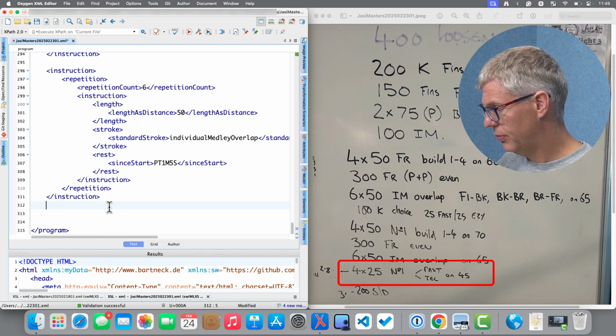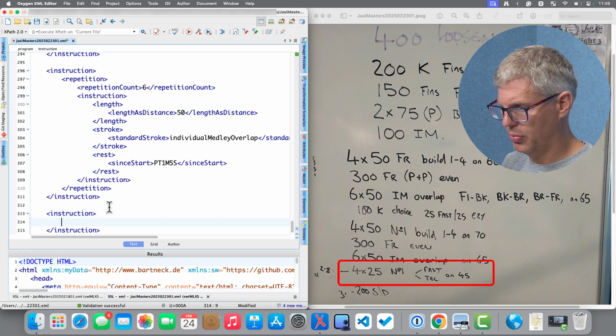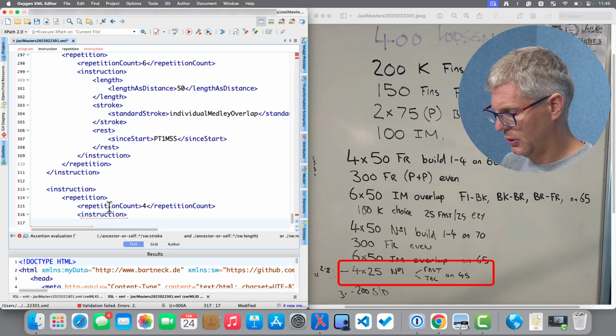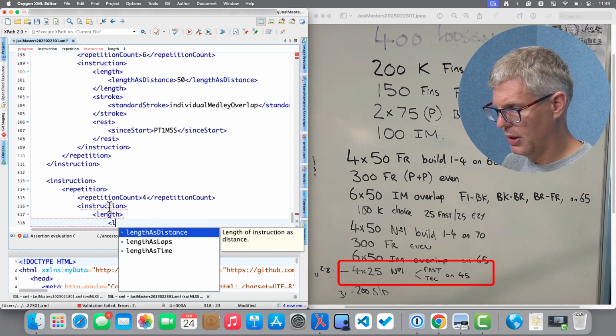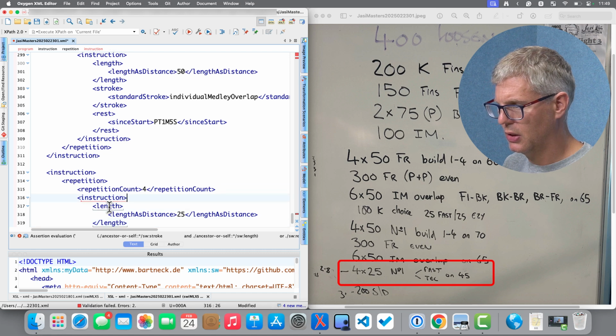Now, and then we have a little bit of random things here, 425s. It's not really worth putting a new segment in for just that. So let's just put it in here. Repetition count 4. Length is a distance 25. These are fast tech alternating. So we only repeat this 2 times.